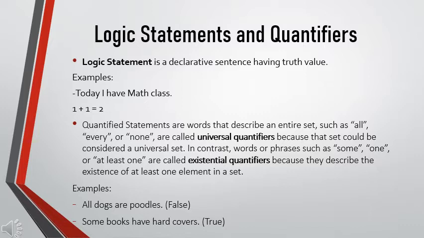Quantified statements are words that describe an entire set, such as all, every, or none, and are called universal quantifiers because that set could be considered as a universal set. In contrast, words or phrases such as some, one, or at least one are called existential quantifiers because they describe the existence of at least one element in a set. Examples: all dogs are poodles. False. Some books have hard covers. True.